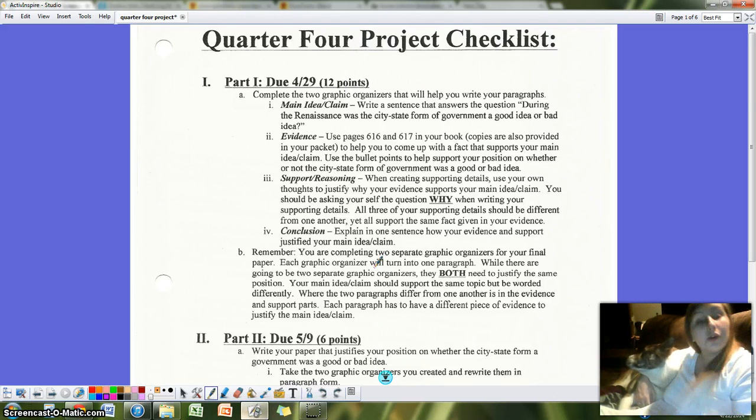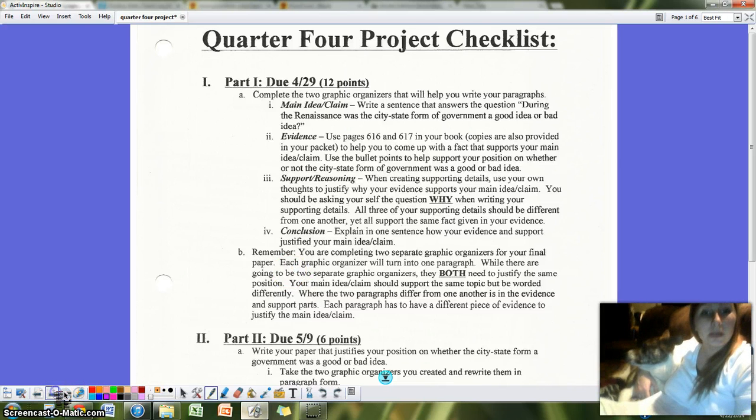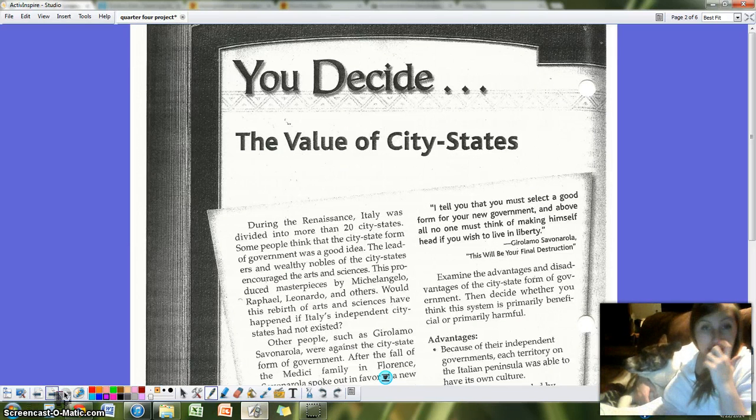For part 1, you're going to have to complete the 2 graphic organizers that are going to help you write your paragraphs. Before we get into the graphic organizers, I want you to turn to pages 2 and 3 that were in your packet, and it says you decide the value of city-states.